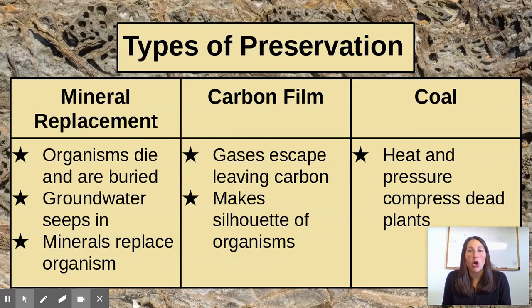The next type is a carbon film. So you're going to have gases that may escape and they're going to leave behind carbon. And then that carbon can create a silhouette of the organisms, known as a fossil.